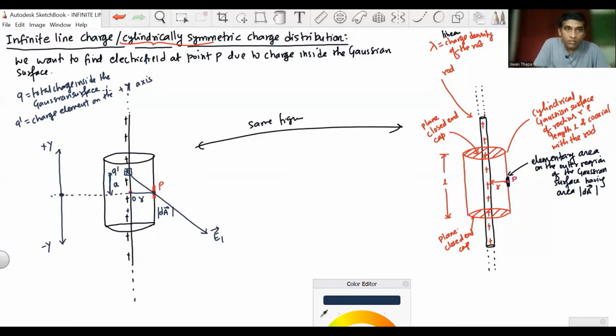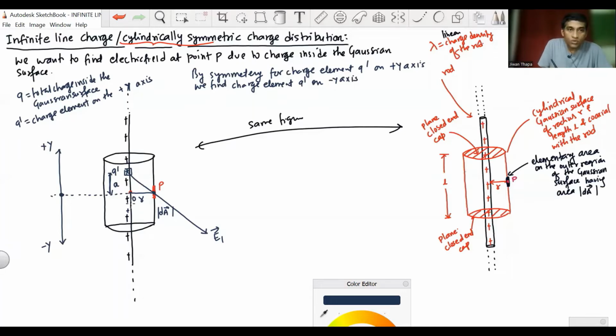Clear? Now, by symmetry, what we find is that for every charge element, or let me write it this way, for the charge element q dash on the plus y axis, we find a charge element q dash on the negative y axis. Okay, so we find by symmetry a charge element q dash at the same height below point O.